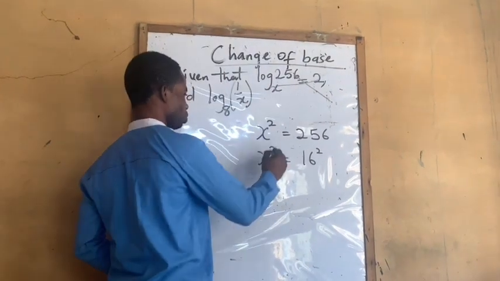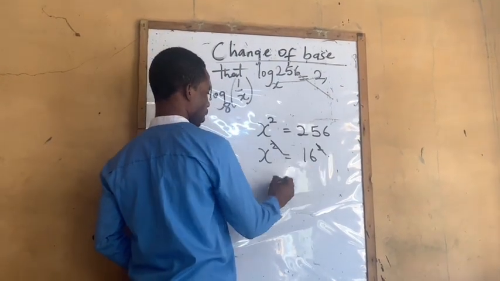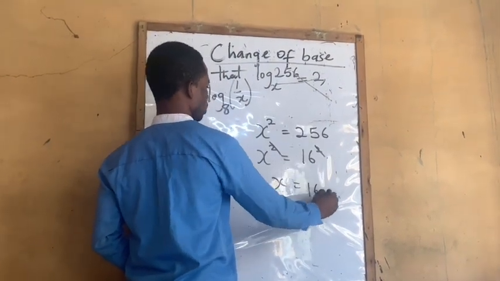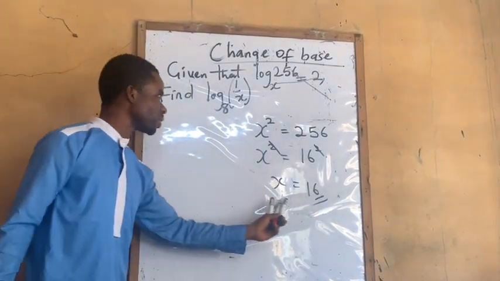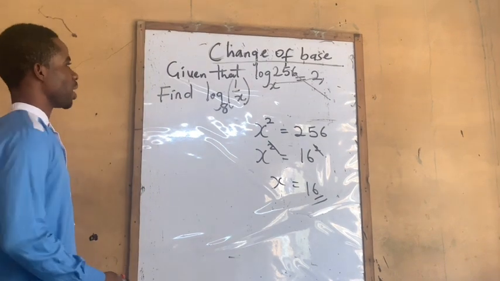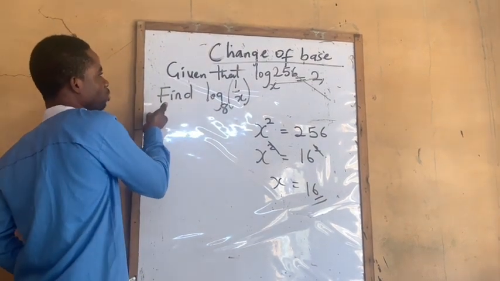Now, 16 raised to power 2, you know, power can cancel power, and base will be equal to base. Or base cancels base and power equals power. Any of the two. That means our x is 16. Now that I've gotten my x, they asked me to find this.